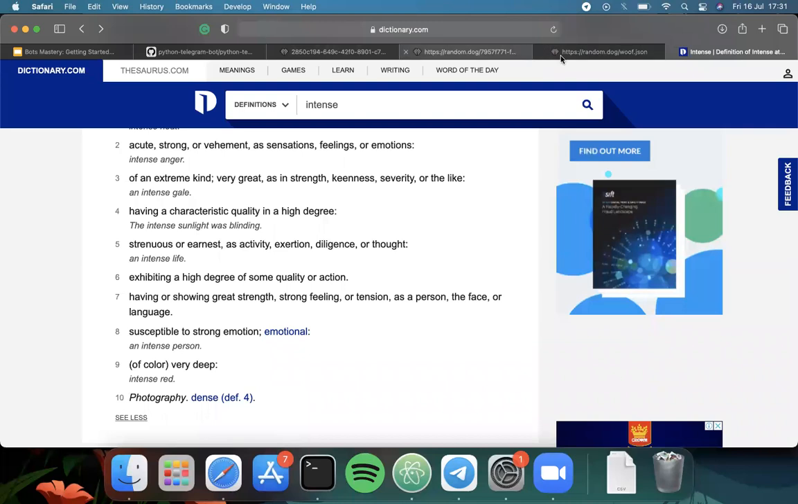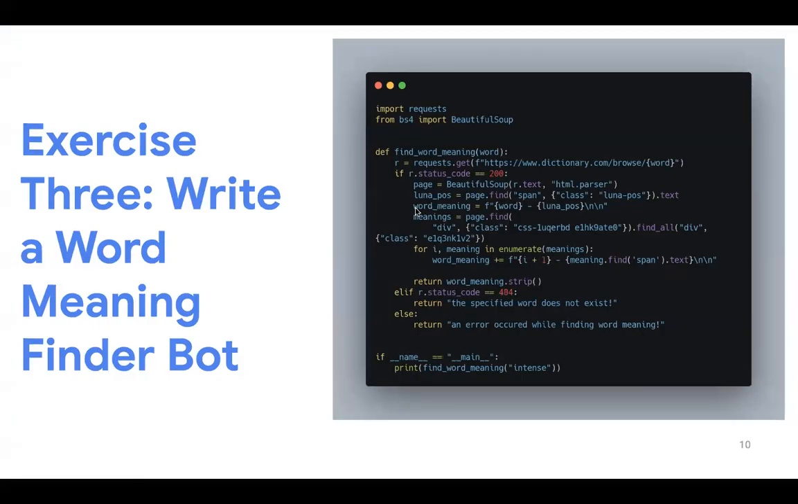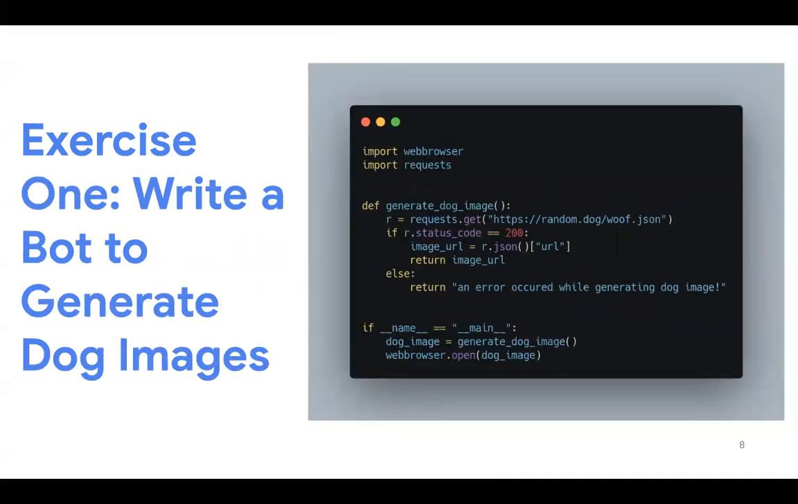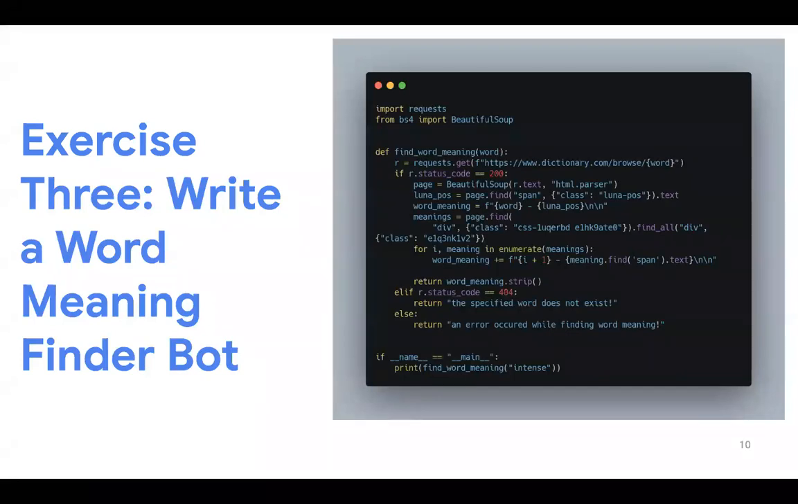So now you might be wondering, we've been writing single functions that just do a particular thing. The first one was generate random dog image. Second was to fetch cryptocurrency price. Third was to find the meaning of a word. Now, how do we actually build an application, or how do you actually build a bot from this?